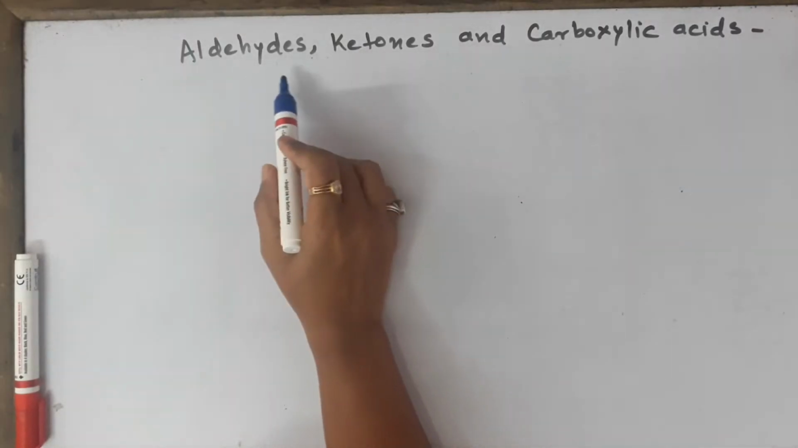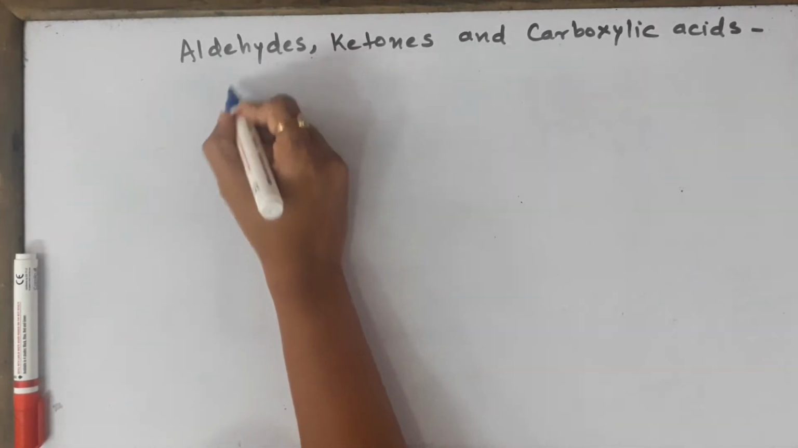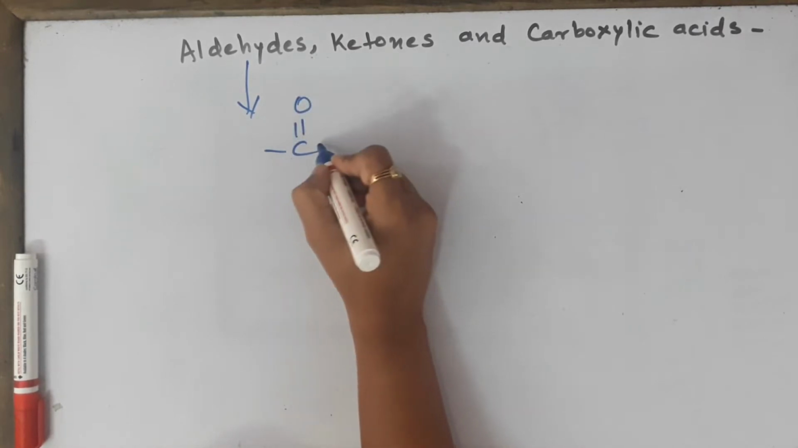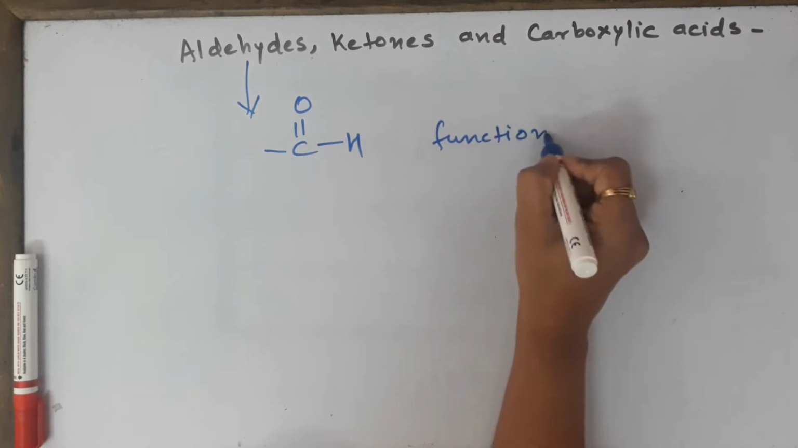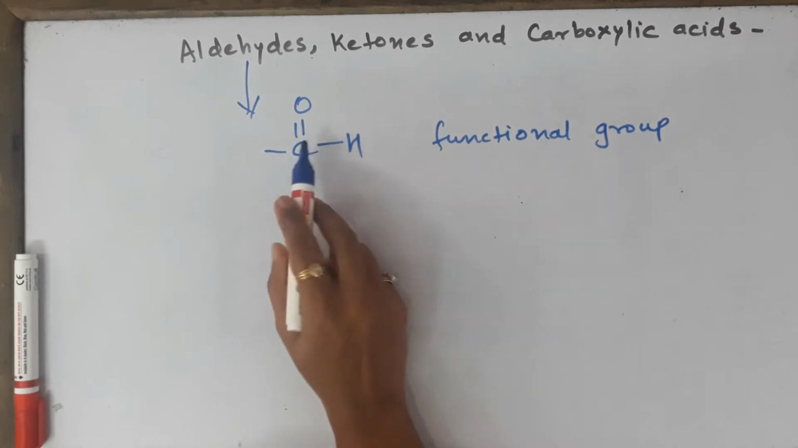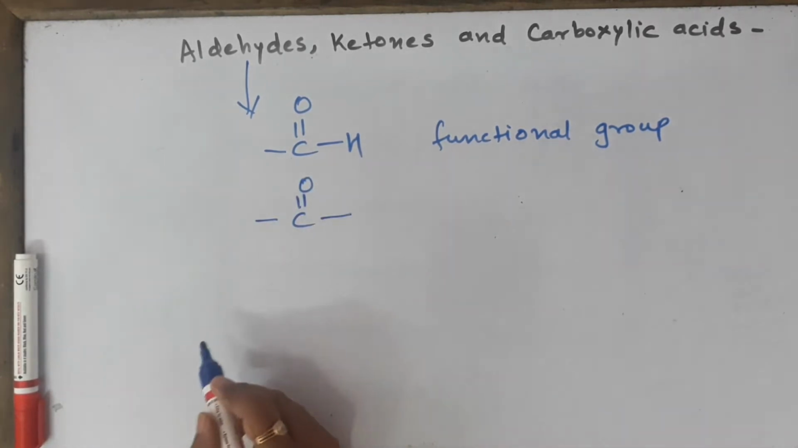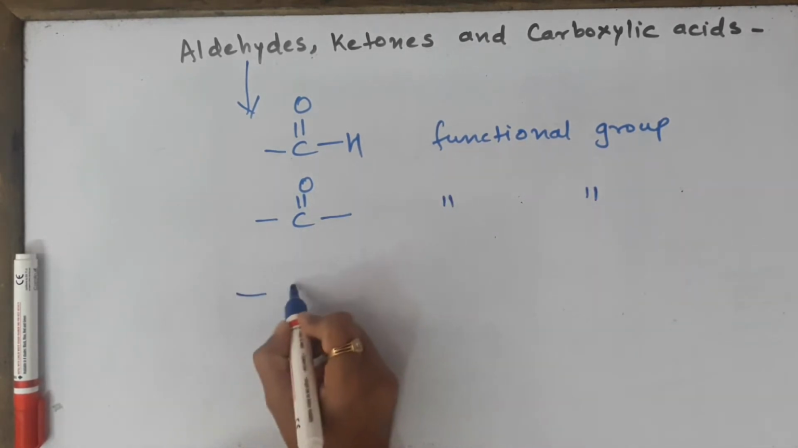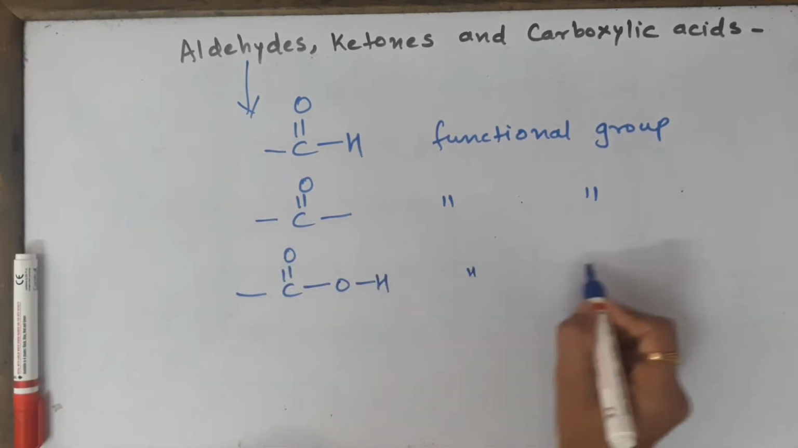Alright, so let's have a look at the functional groups. These are aldehydes, ketones and carboxylic acid. First of all, we will understand how these functional groups look like. Aldehydes, we can write it in this manner. This is the functional group of aldehydes. So we can write down the formula of aldehyde as CHO. Similarly, for ketones, the formula is going to be C double bond O. This will be the functional group for ketones. And for carboxylic acids, we have the formula as C double bond O OH. This is the functional group.